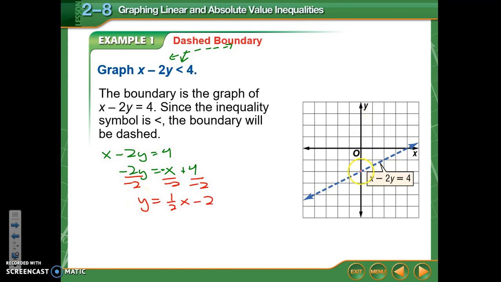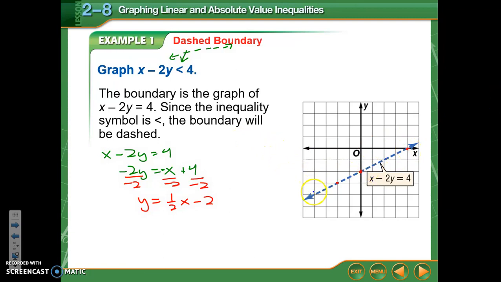And you can see that's graphed over here. Here's my y-intercept of negative 2, a slope of positive 1/2. Up 1 to the right 2, or down 1 and to the left 2. You can do that, or you would be able to graph the x and y intercepts if you want to, and you would be able to graph it that way.